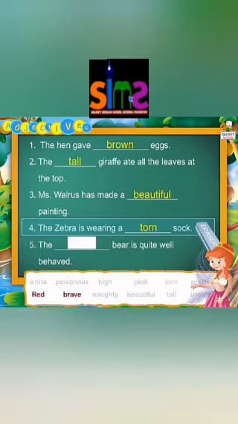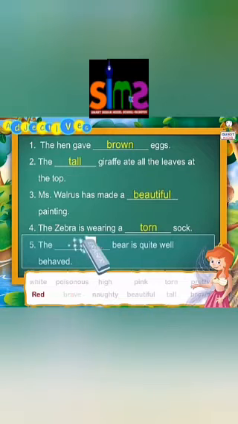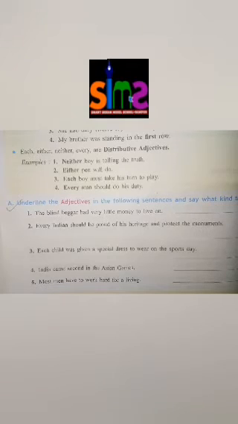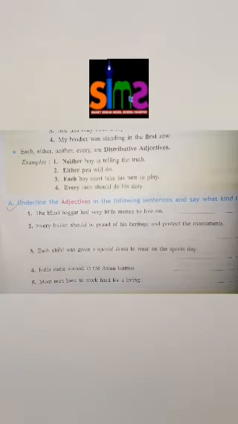Torn is an adjective. The dash bear is quite well behaved. Brave. The brave bear is quite well behaved. Brave is an adjective. Okay, bacho, I hope aapko adjectives acche se samajh mein aa gaye honge.